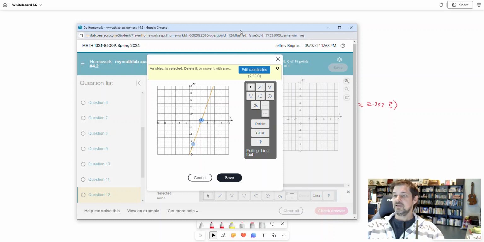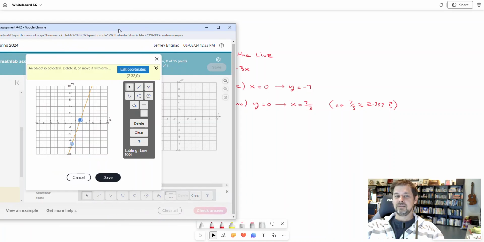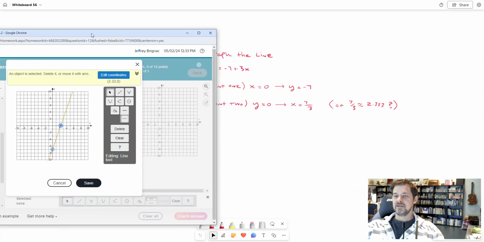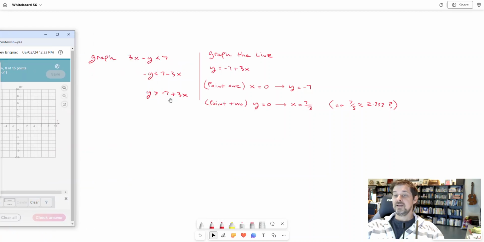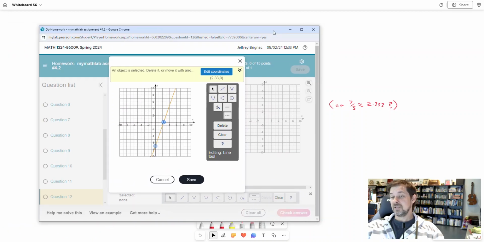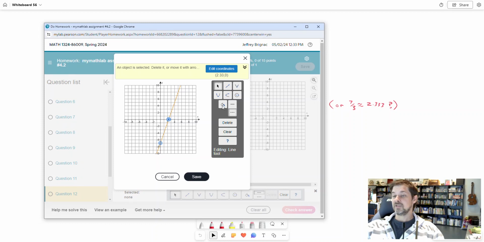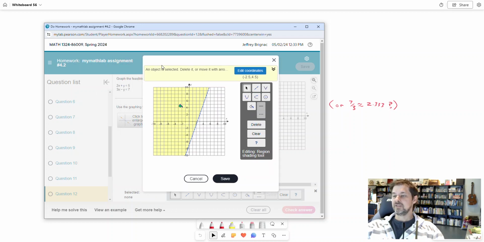Okay. Then what do I want to do? Well, so I got the line on there. There's the line. And it says y is greater than, so as far as shading goes, we're including all the points above the line. So I can click like that. There's all the points above the line. Okay, now we just have to repeat that for the other inequality, but the procedure would be the same.